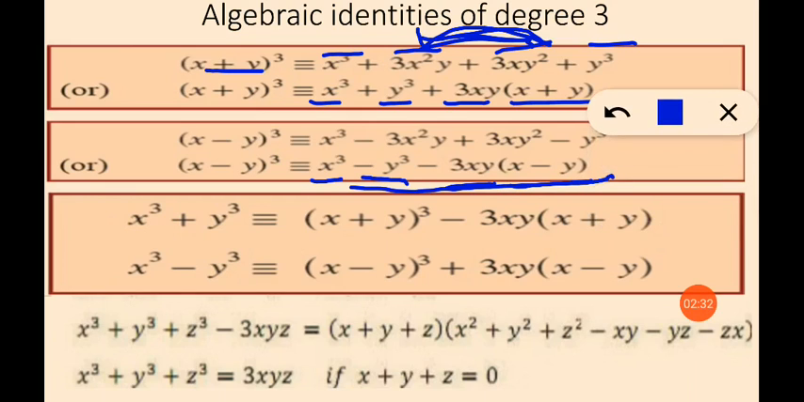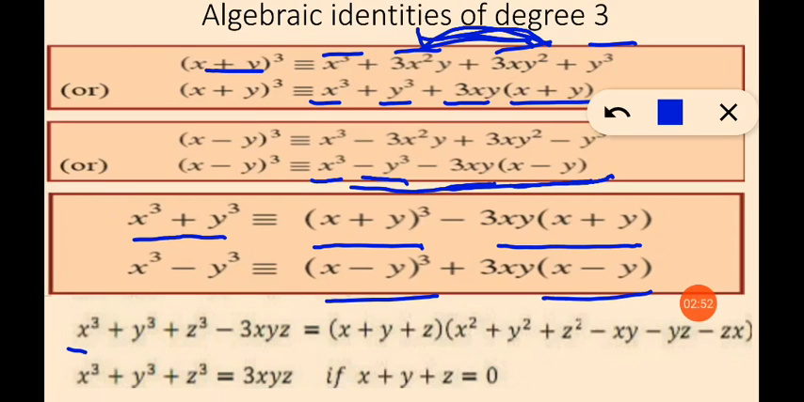Now, the third, x cube plus y cube. It is equal to (x plus y) whole cube minus 3xy into (x plus y). And x cube minus y cube is equal to (x minus y) cube plus 3xy into (x minus y).